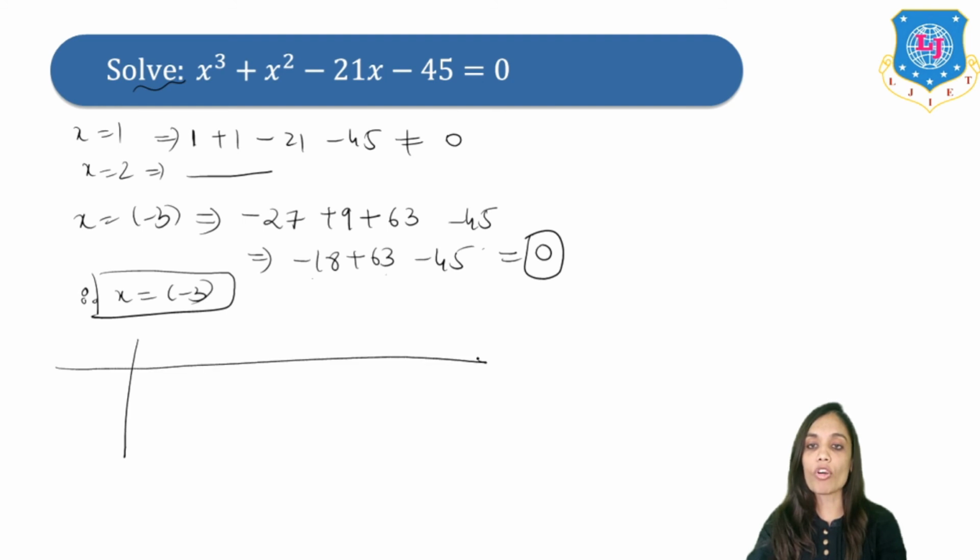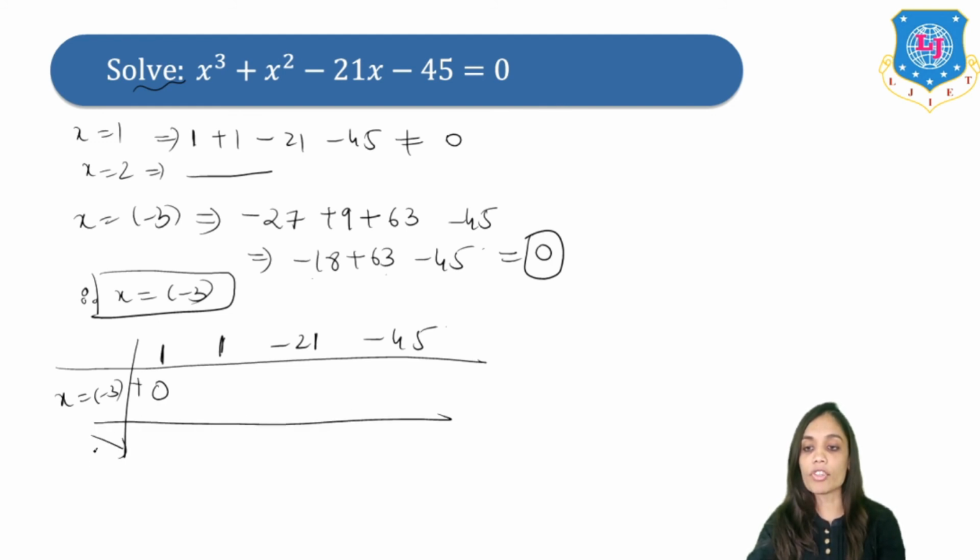Now let us make the box and write the coefficients. They are 1, 1, minus 21, minus 45. And here the first value is x equals minus 3. Then 0. Here we will add, here we will multiply. 1 plus 0 is 1. 1 into minus 3, so we will get minus 3. Right? So on addition we will have minus 2. Multiply these two, minus 3 into minus 2, so plus 6. Add again these two, so minus 15. Again we will multiply, so minus 3 into minus 15 will give us 45. So here it is 0.